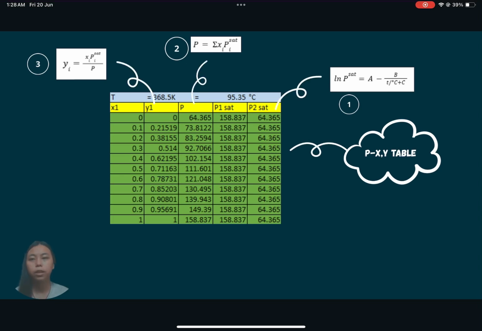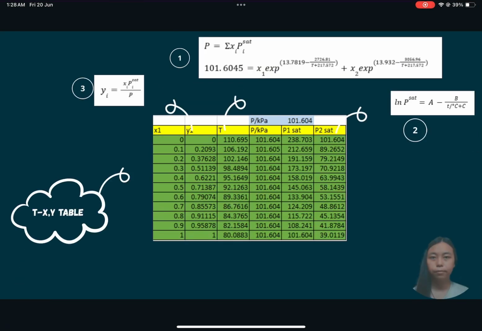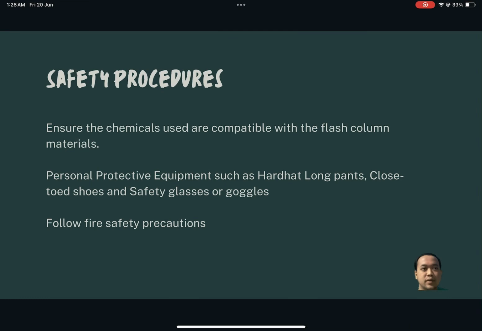This page shows the PXY table, which provides the mole fractions of toluene and benzene in both vapor and liquid phases at different pressures. These values are used to plot the PXY diagram. Now on this page, we have the TXY table. This shows how the mole fractions vary with temperature, again for both phases. These values were used to draw the TXY diagram.